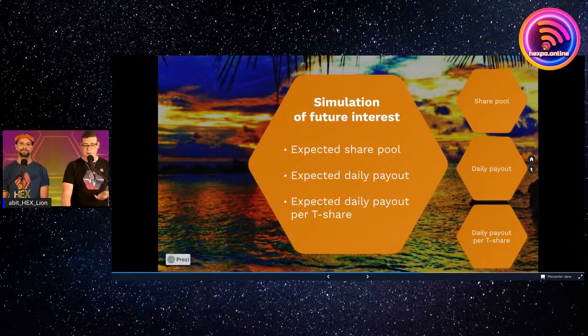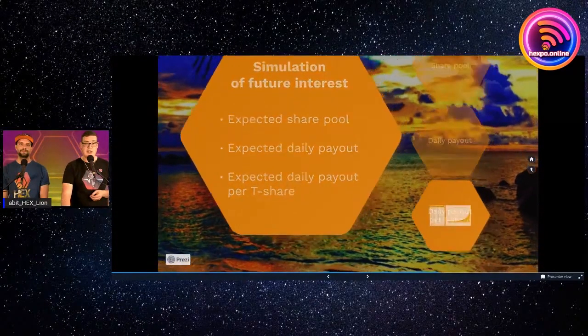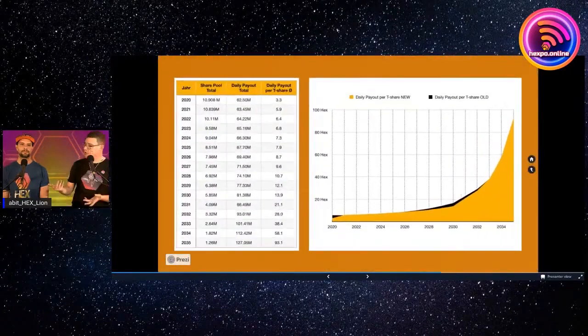And now for the third thing, the expected daily payout per T-share, we could just make a calculation. Would you like to explain that? So what you see here is the share pool. We had to make some assumptions on that, and here are all the data points that we have, and the daily payout total as well: how much HEX gets paid out to the staker class on a daily basis. And with those two data, we were able to make a chart of the daily payout per T-share.